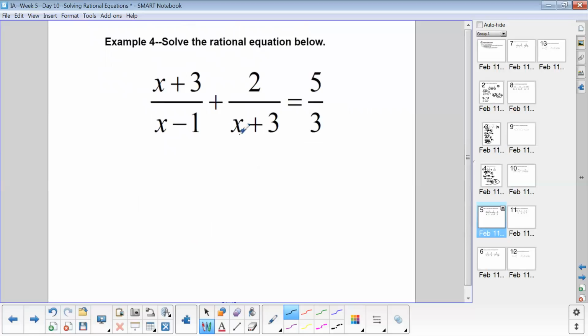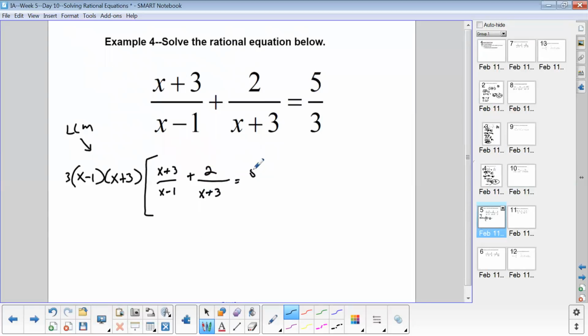Number 4, I'm scanning the denominator, and I see 3, x plus 3, x minus 1. Nothing can be factored. So the LCM would be, I'm going to write it as 3 times x minus 1 times x plus 3. It's going to be all of those multiplied by the original. So the entire LCM times this term, times this term, times this term.